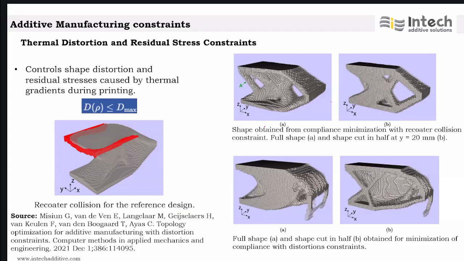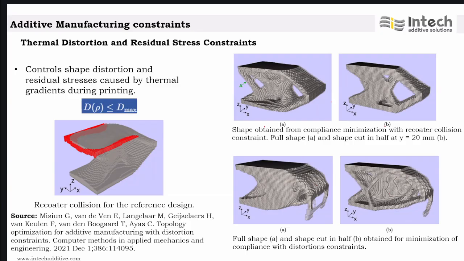And then we have thermal distortion and residual stress distortions. So this is to control the shape distortions and the residual stress that is caused by the thermal gradients during printing. How do we control the displacements? We need to basically do a thermomechanical simulation to find the distortion. The distortion here is nothing but the predicted displacement. So we need to fix the predicted displacement within which we need to design the part.